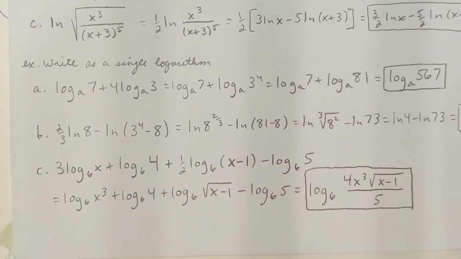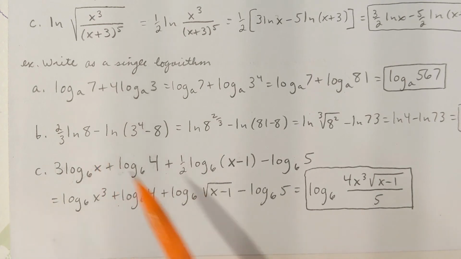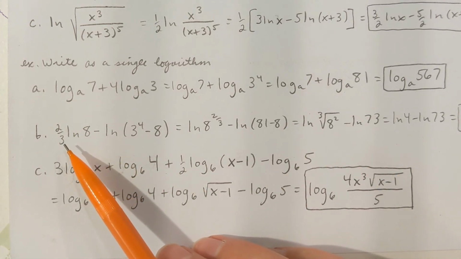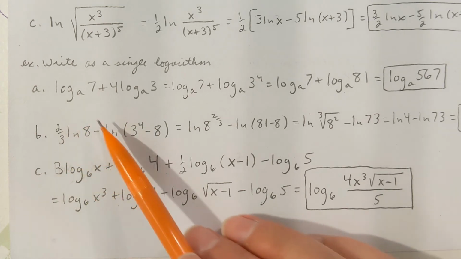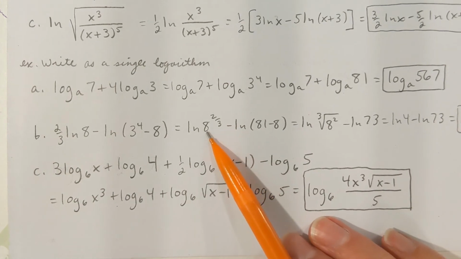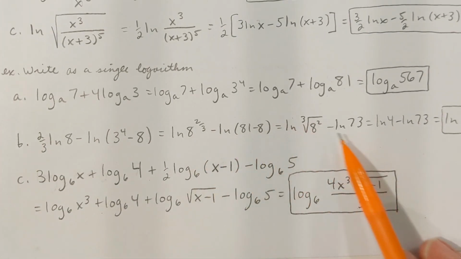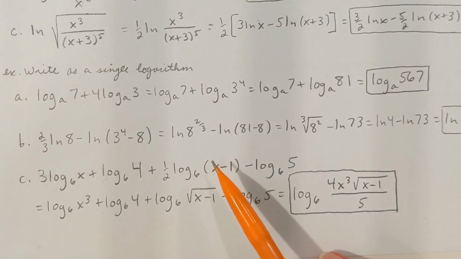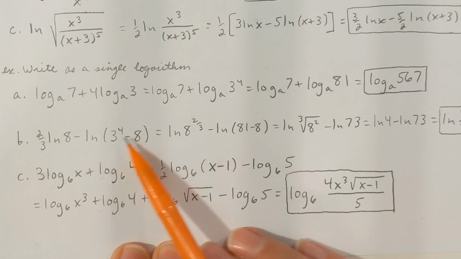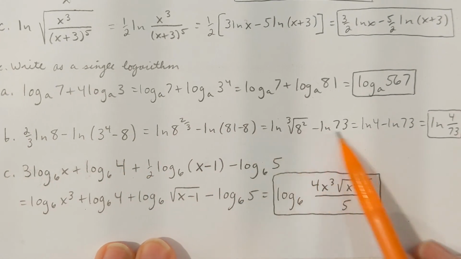Part B, 2/3 ln 8 minus ln of 3 to the 4th minus 8. Okay, well, 2/3 is a multiplier, so again I'll want to use law 3, where I can pull that inside the logarithm so that it's the power of the inner part. 8 to the 2/3, I'm going to figure that out in the next line here. 3 to the 4th, well, we've already said that's 81, and 81 minus 8 is 73.